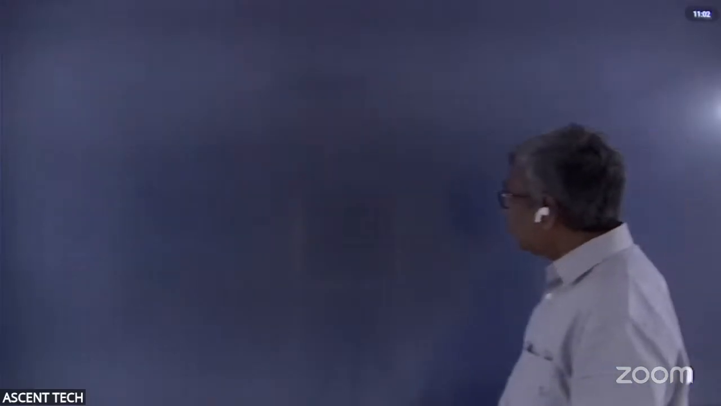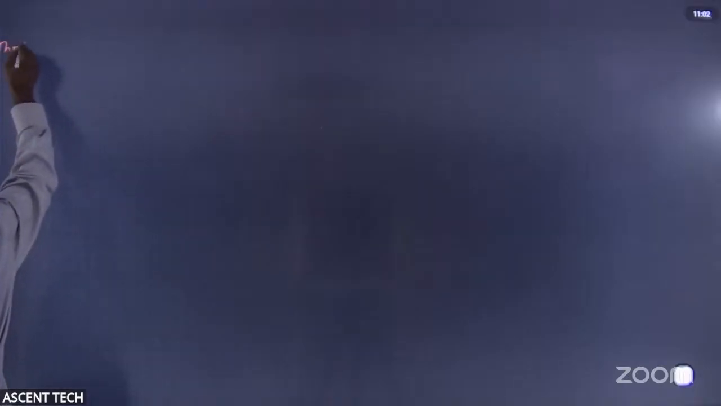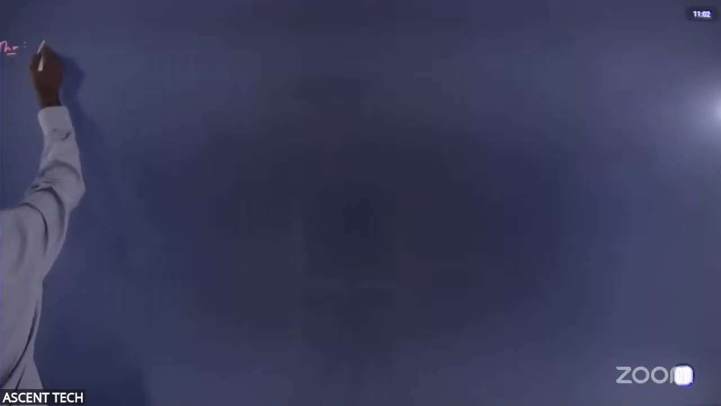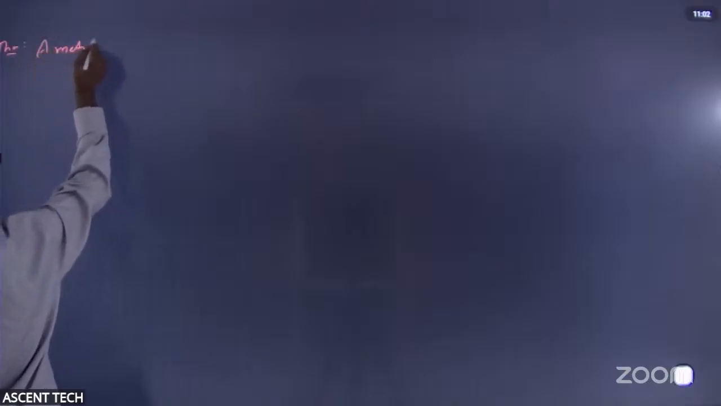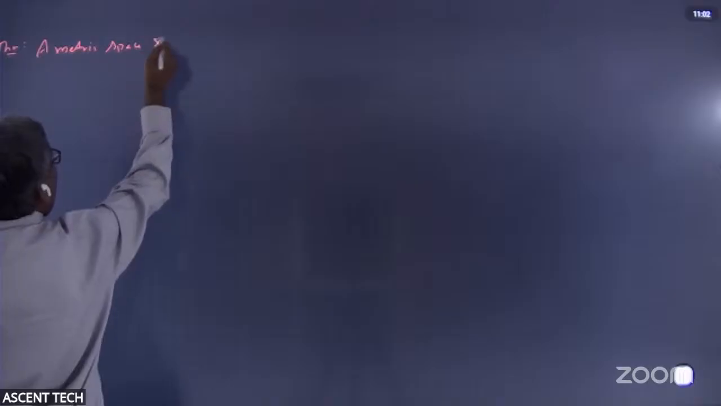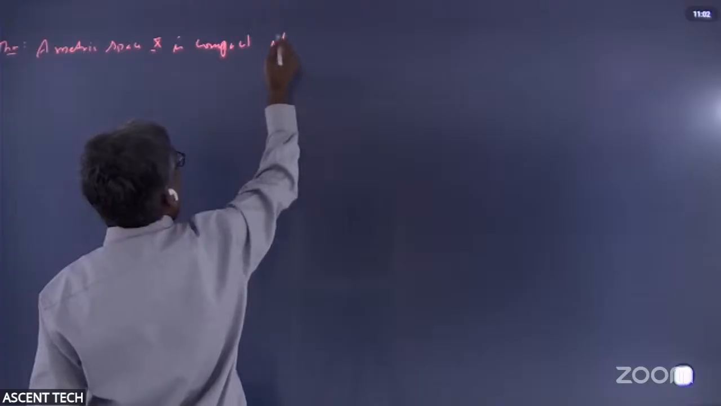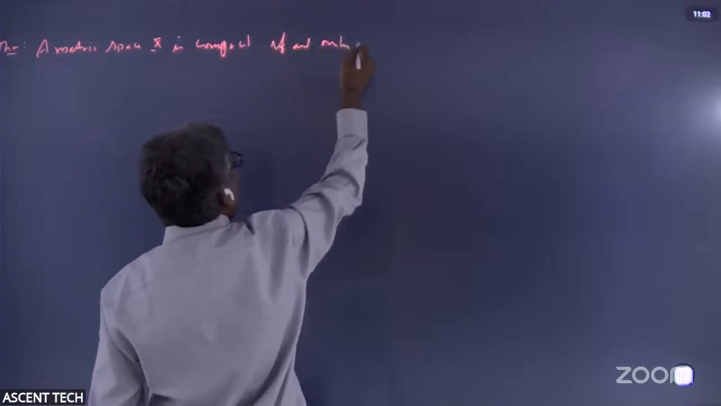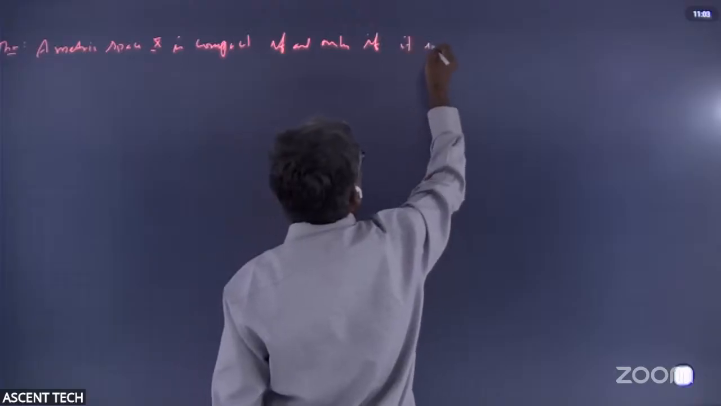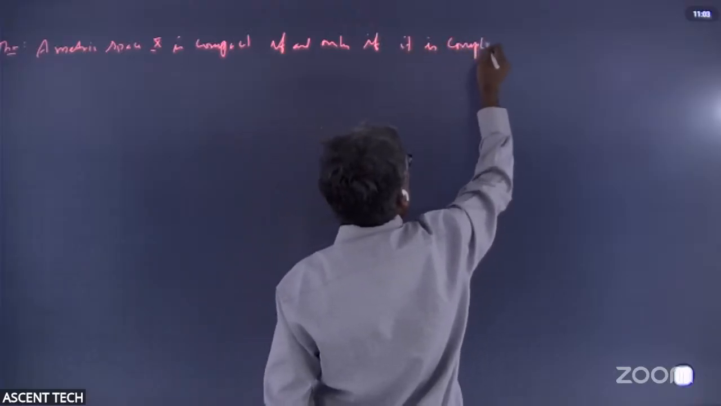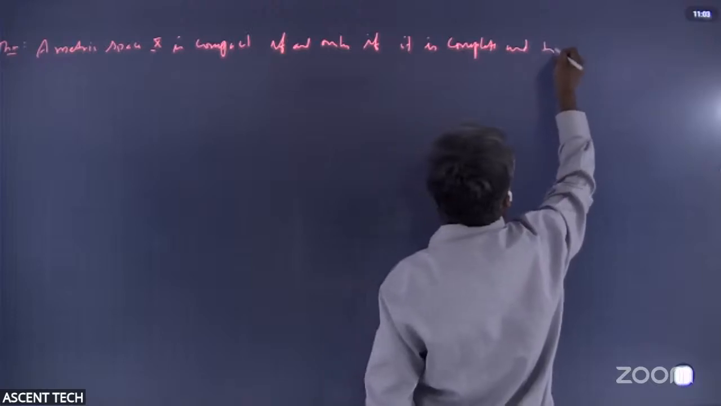Now, I want to prove that a metric space is compact if and only if it is totally bounded and complete. So here is the theorem. A metric space X is compact if and only if it is complete and totally bounded.